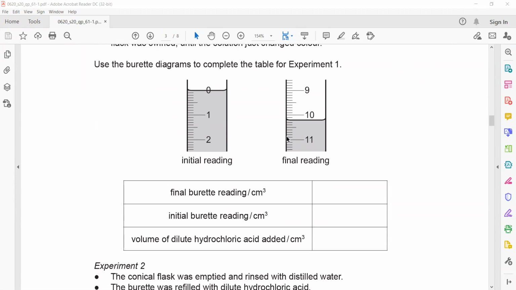Use the burette reading to complete the table. Use the screen annotation to complete the burette readings, the initial and the final, and the volume of hydrochloric acid used. So the initial burette reading is 0, and you should not only write 0, it should be 0.0, because a burette is accurate to 0.1. And then the difference will be 10.2.